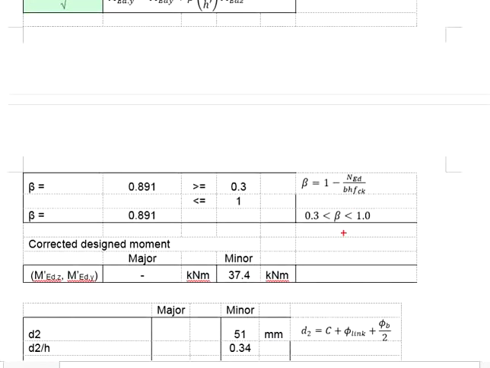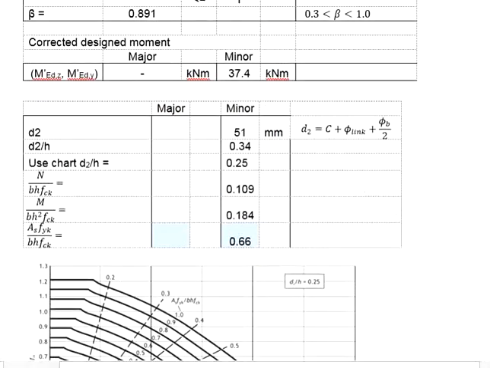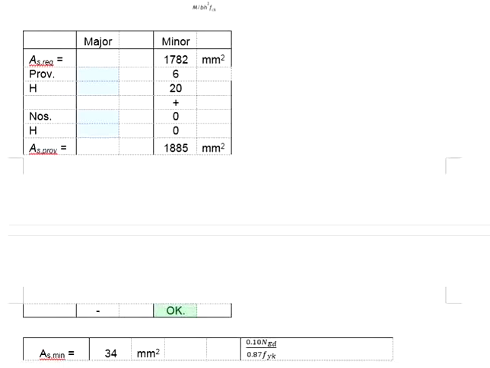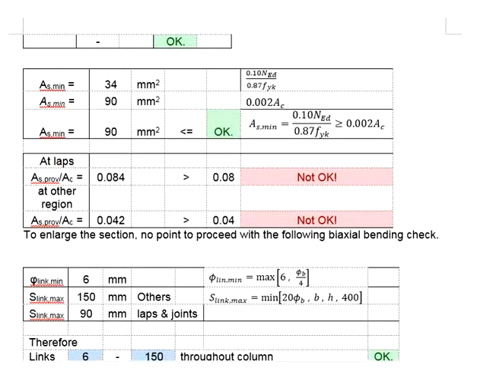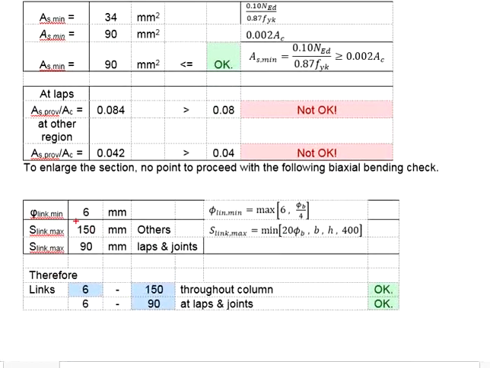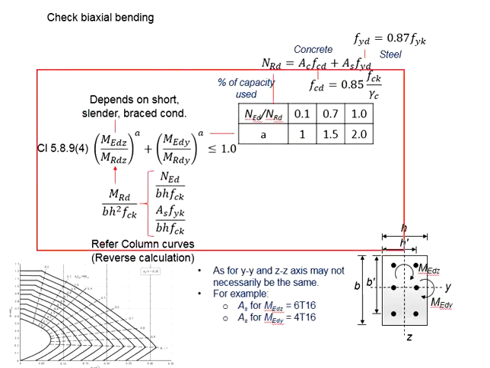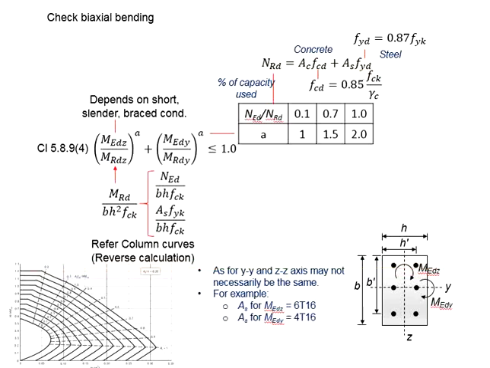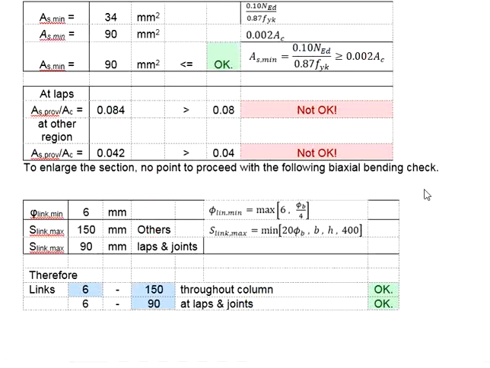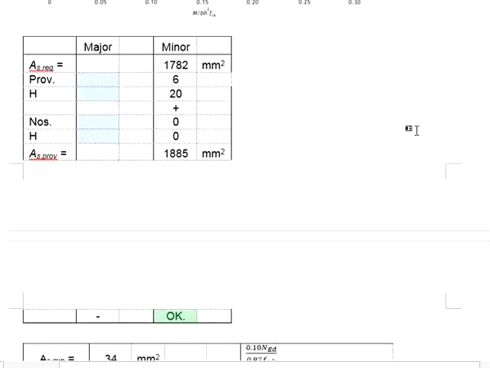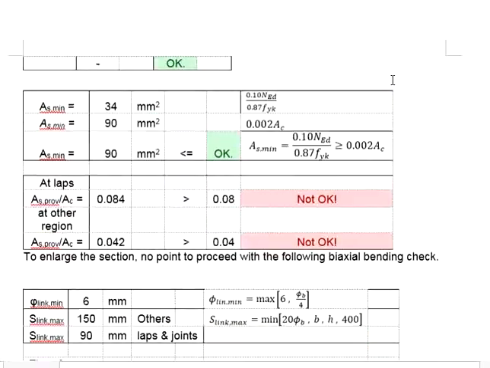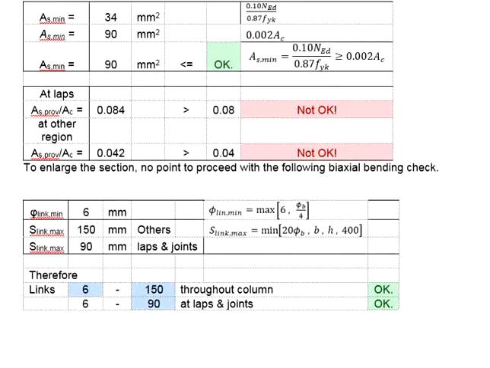From there, you will calculate the MED prime. Then you will go through the calculations to determine the amount of reinforcement bar. Check the maximum and minimum bar areas. If all pass, then you may proceed with calculating for the shear link, as well as checking for the biaxial bending. Make sure this value does not exceed 1.0. When the proposed reinforcement bar fulfills all the requirements, the column is safe to be used.